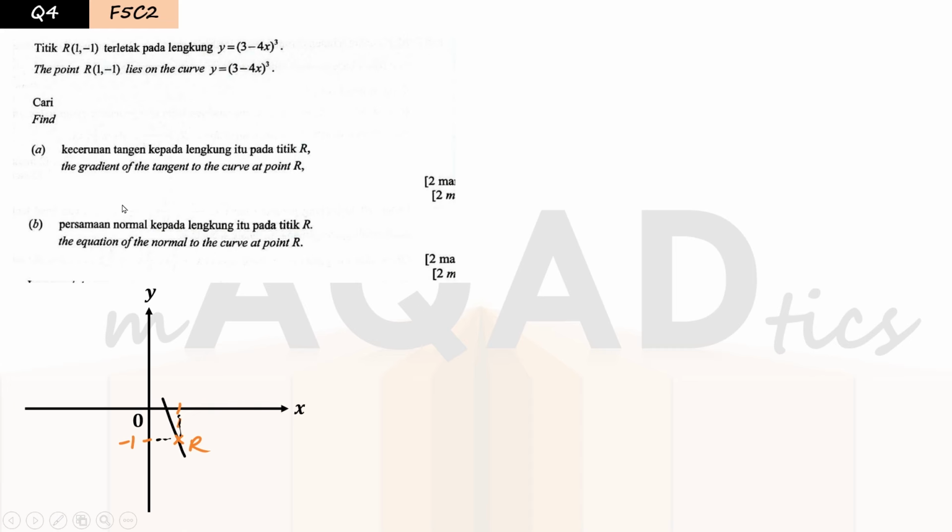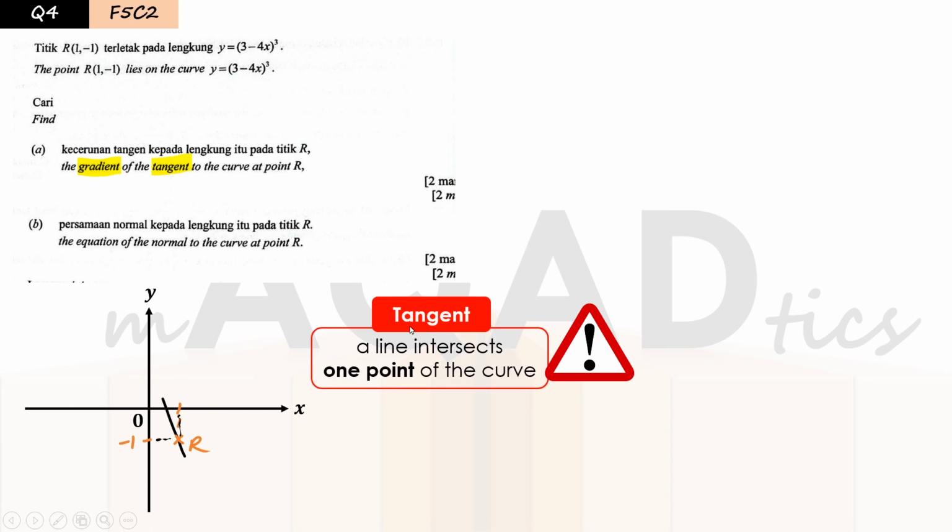Okay, so in part A, we need to find out the gradient of the tangent to the curve at point R. So let us recall what a tangent is. A tangent is a line that intersects one point of the curve, right? Now that one point is point R, because here it says tangent to the curve at point R. So we are going to draw a line here that intersects point R. Okay, so now we need to find out the gradient of this tangent.